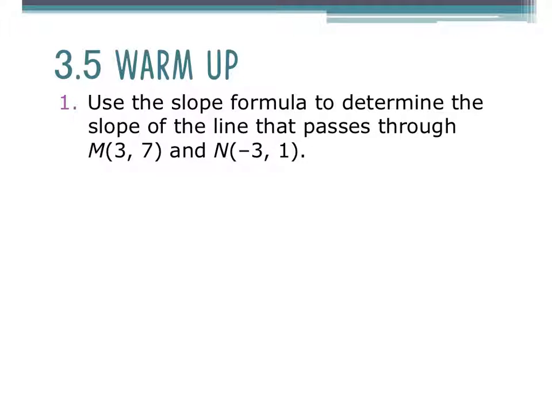All right, 3.5, we talked about slope. What is slope? How to find slope from a point or from the line using the graph. We said slope is rise over run. The equation for slope is what? y2 minus y1 over x2 minus x1. Good.